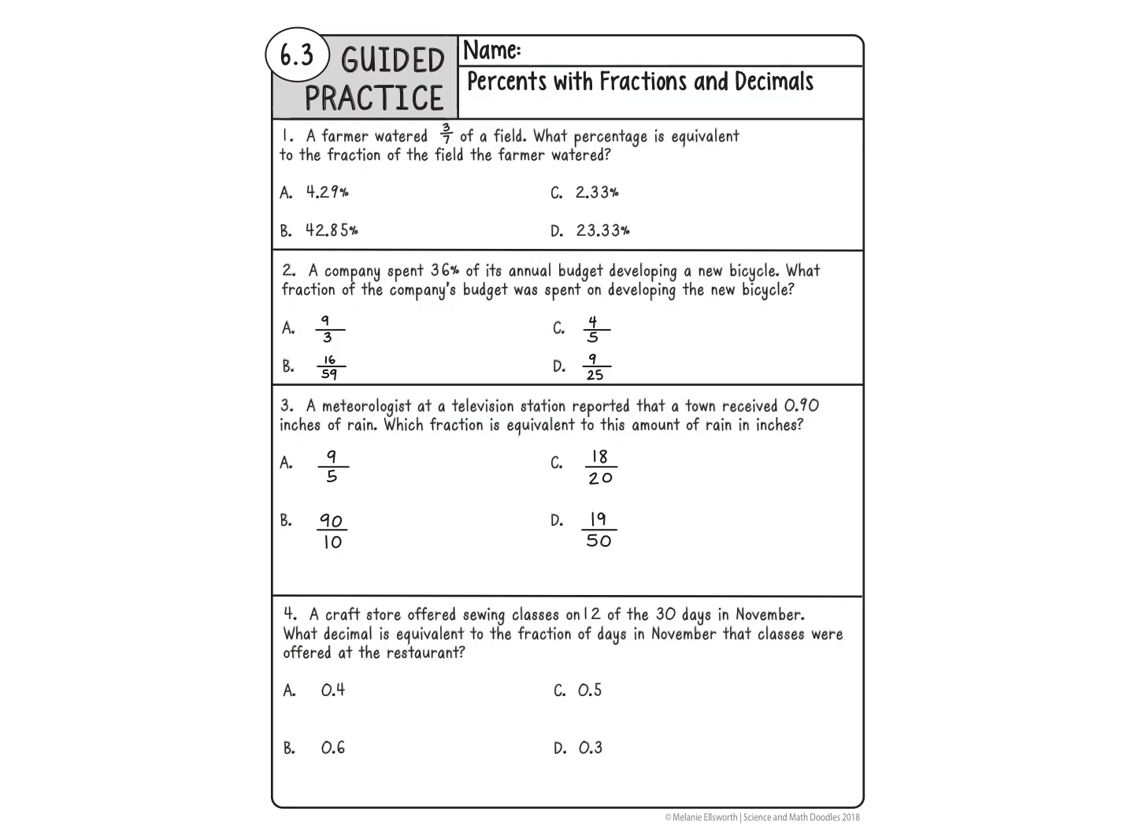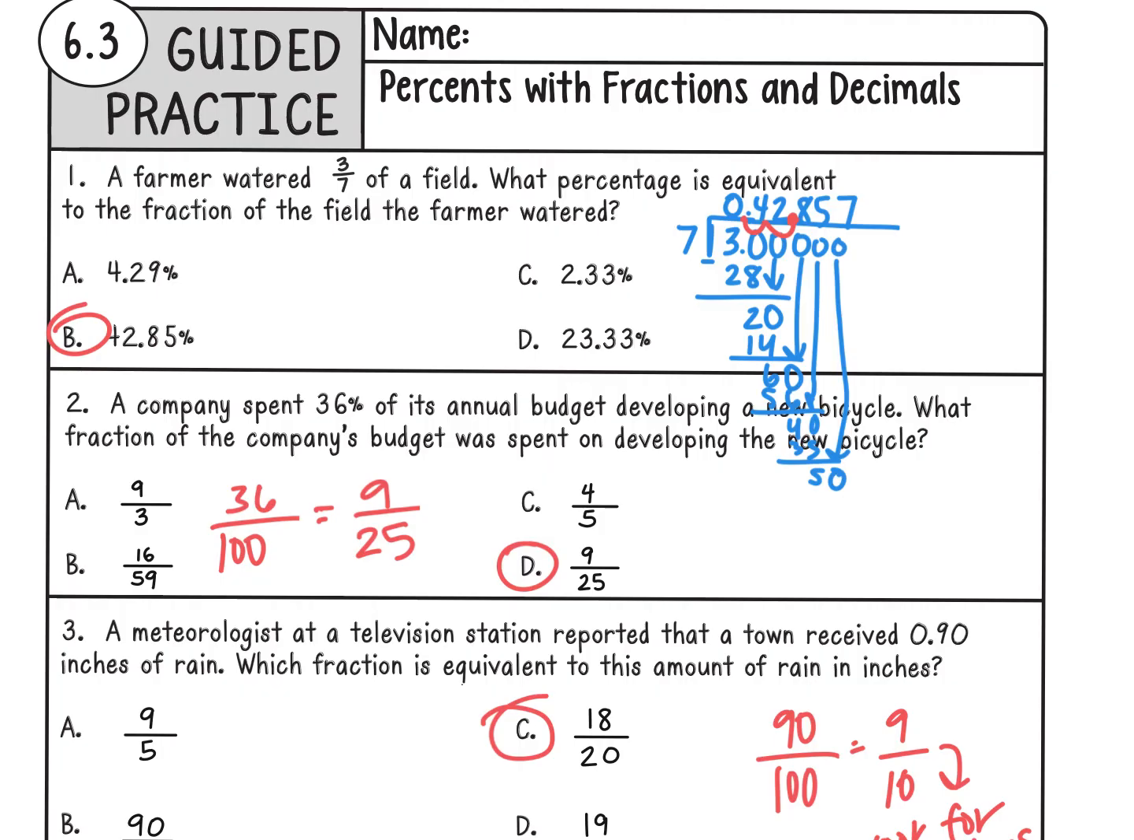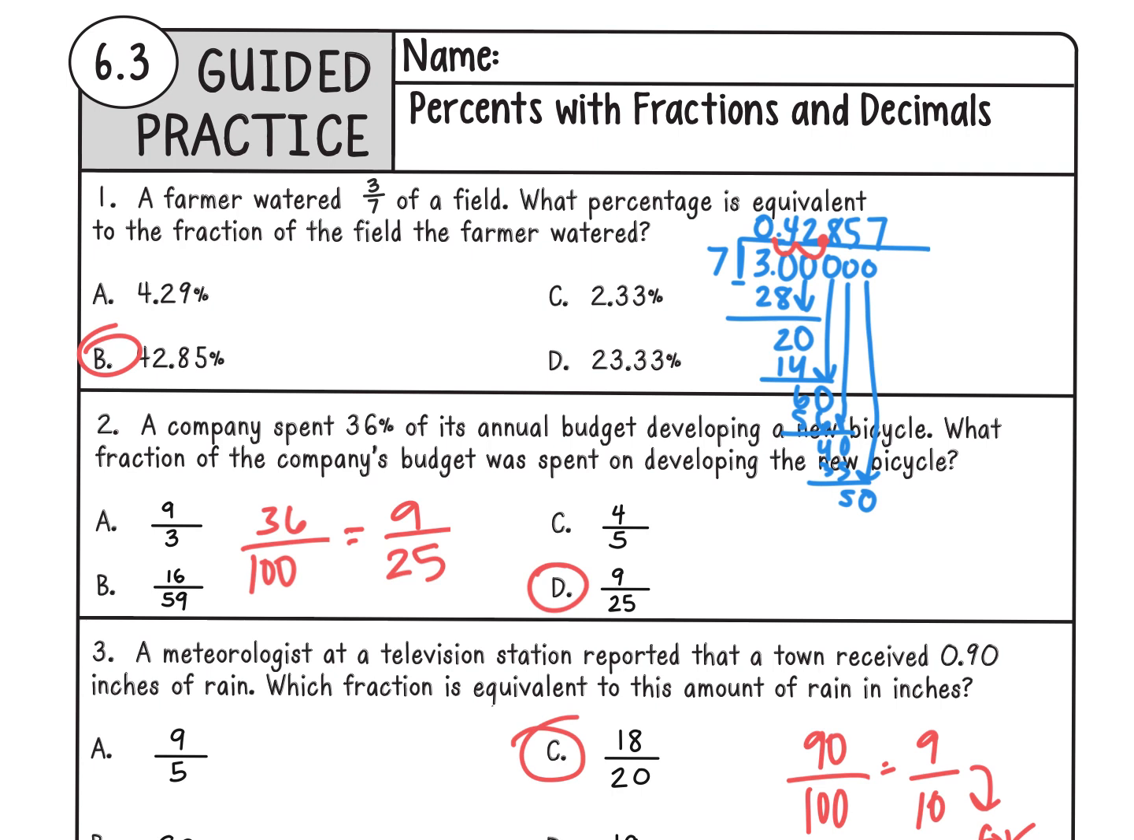All right, today we are gonna go back a page and you are going to work on the guided practice with your table, and then we will check it when you are done. All right, looking at number 1, it says a farmer watered 3/7 of a field. What percentage is equivalent to that fraction that he watered?